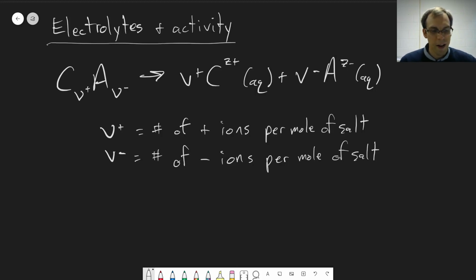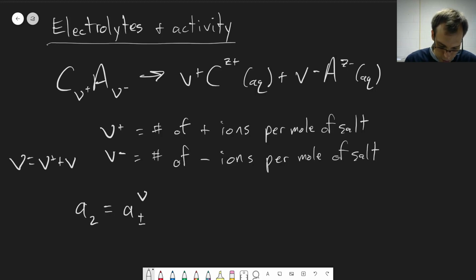Now we have to define our activity in some way that accounts for both of these because we can't define one by itself. So we say, okay, activity of our solute here, we define it as a plus minus raised to the nu, where nu is equal to nu plus plus nu minus, right? It's the total number of things you get. We've seen this value before in the last video when we were thinking about colligative properties. And then this is equal to the activity of our positive ion raised to the nu plus times the activity of our negative ion raised to the nu minus.